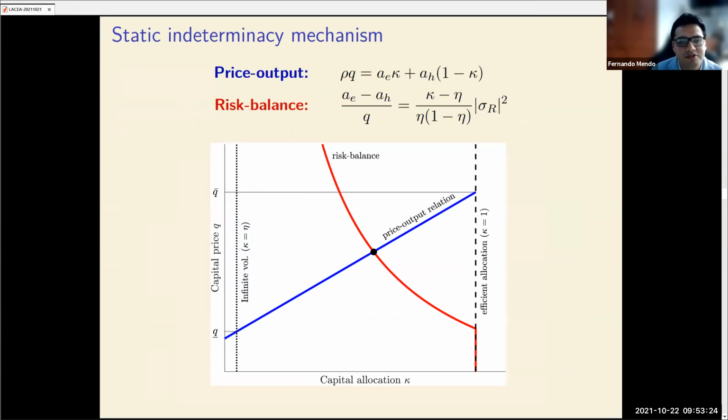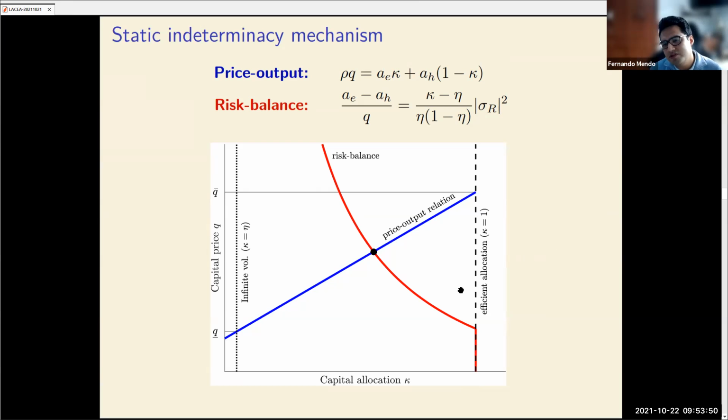Okay, so let me give you, in this short presentation, a little intuition on where this multiplicity is coming from. Remember the price-output relationship; you can think of it as a supply. Basically, it says that the higher the capital controlled by the productive agent, the higher its price is going to be. That's the blue line there.